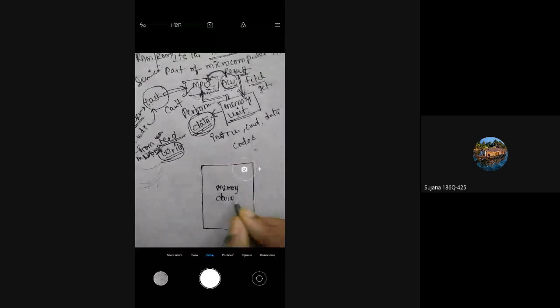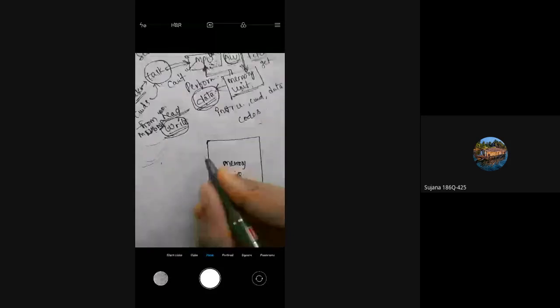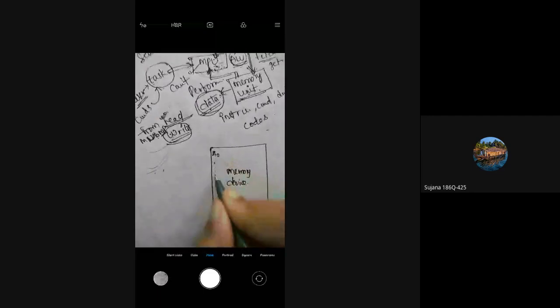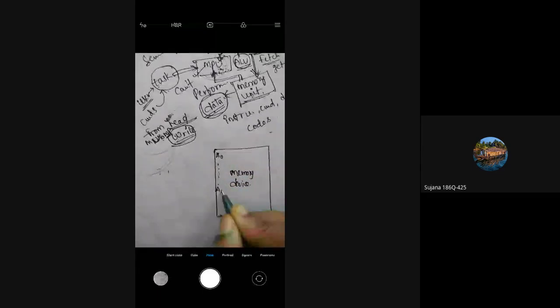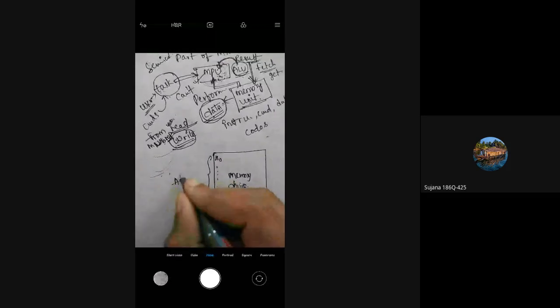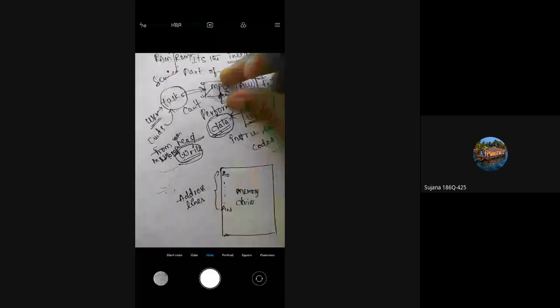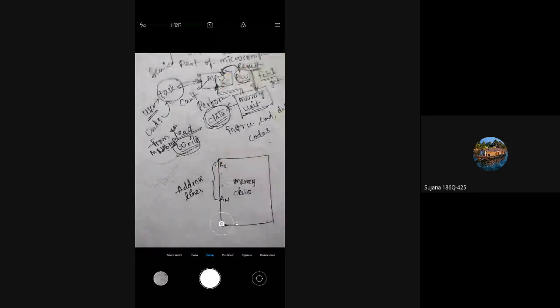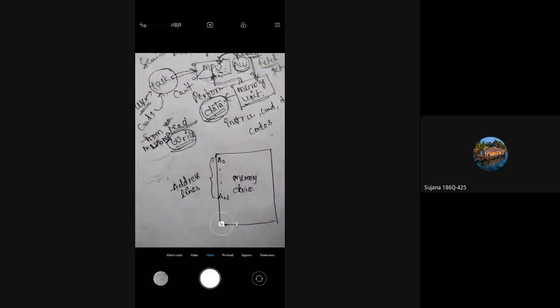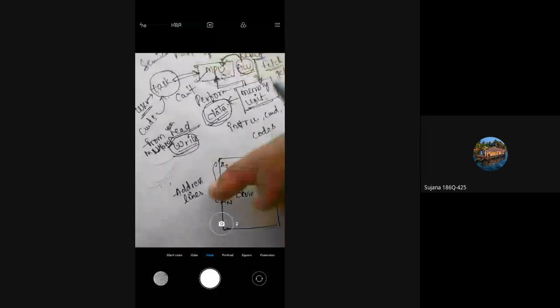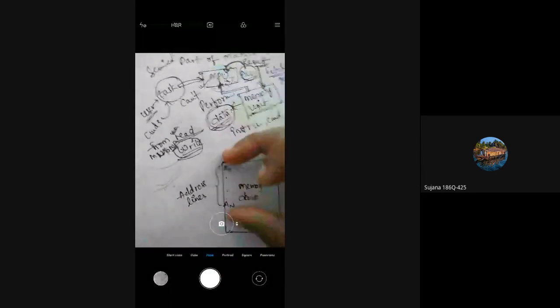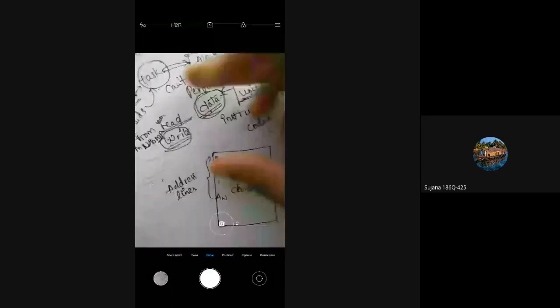This memory device will consist of some address lines, let's say A0 to AN. Address data lines will be present in the microprocessor unit, and address lines will be present in this memory device. The receiving and transferring of data will be done by these address data lines and these address lines. The address data lines of the microprocessor unit will be connected to the address lines of this memory device so that they will exchange the data.